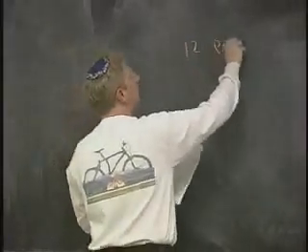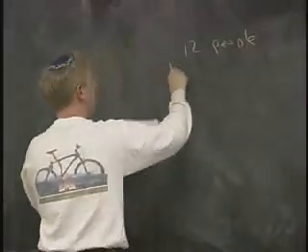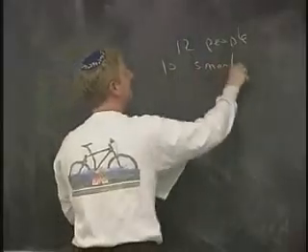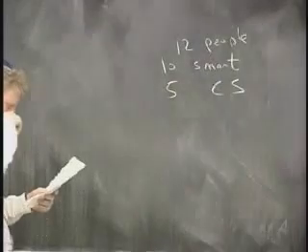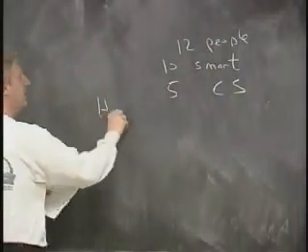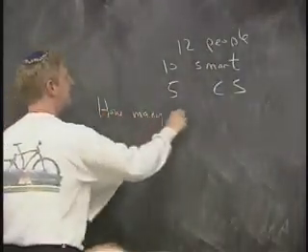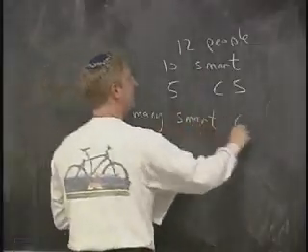There's 12 people. 10 are smart. 5 are computer scientists. How many smart computer scientists are there?